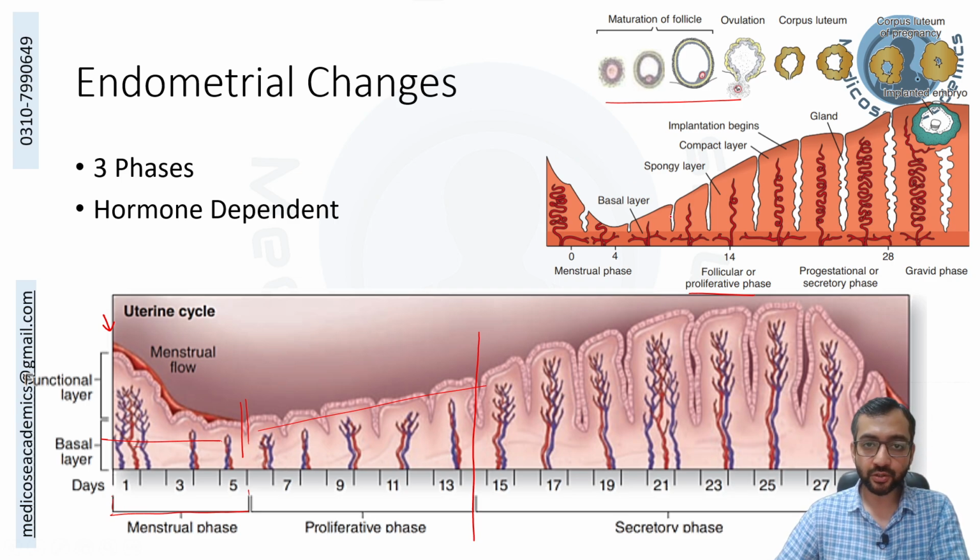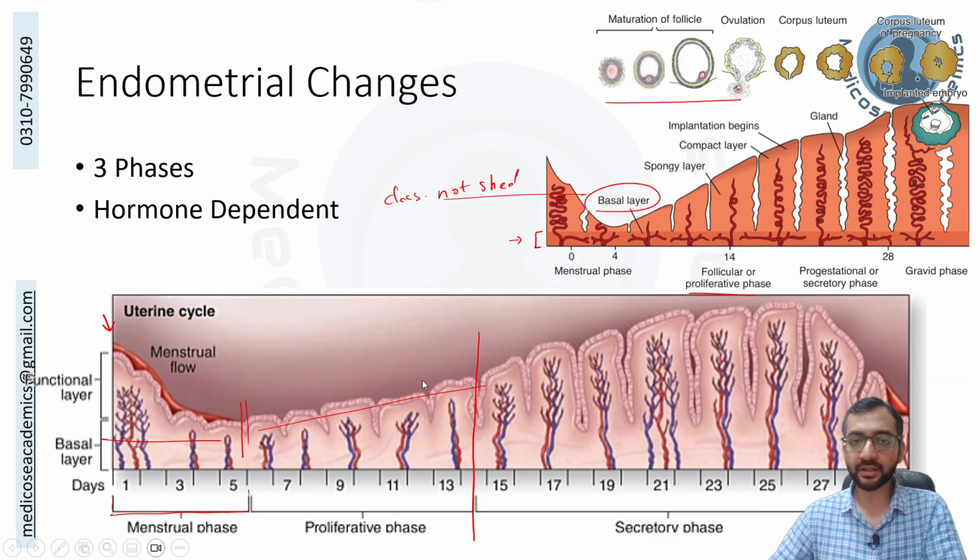So the endometrium now consists of the basal layer. This is the basal layer, the one that does not shut off. The basal layer does not shut off during menses, and all of the upper layer, the functional layer, does shed.